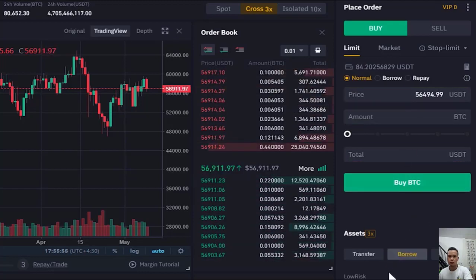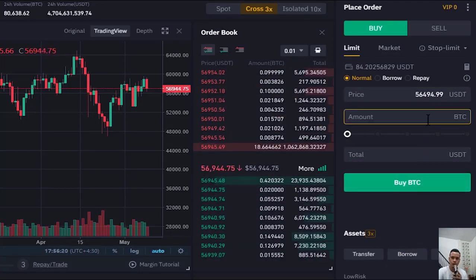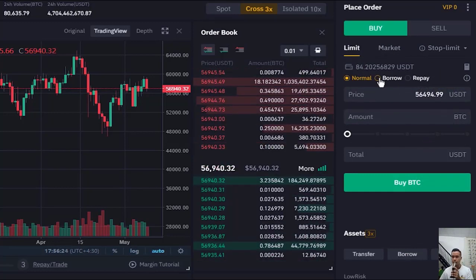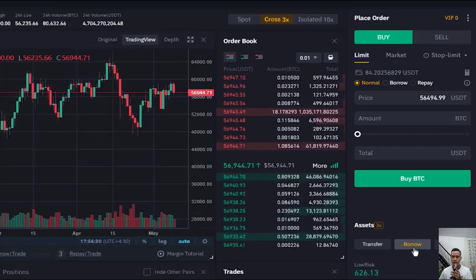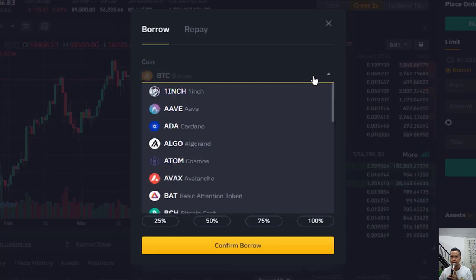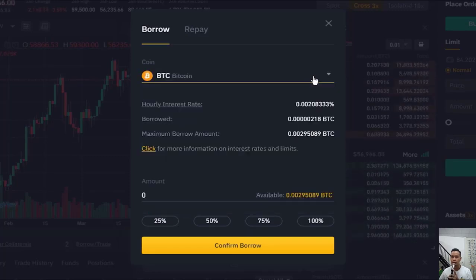First, let me explain borrowing before trade, and then I'll explain borrowing at the same time when you're placing an order by the help of this option you see here. Let's click on borrow. And here we go. Because we are in cross margin mode, the margin is shared across all trading pairs. So we can borrow any coin we want and then trade on that coin. Because we've already selected BTC USDT, let's work with these two coins and see how it goes.